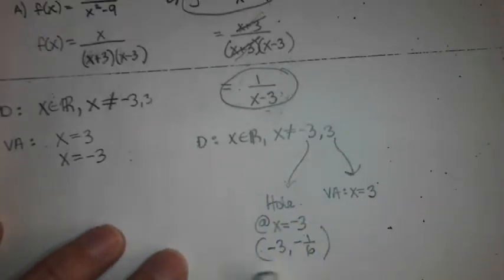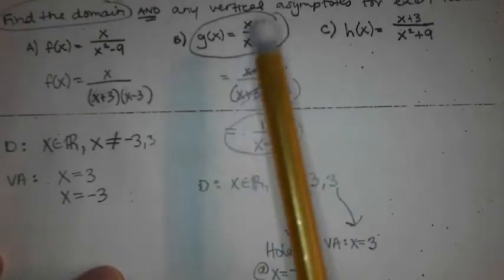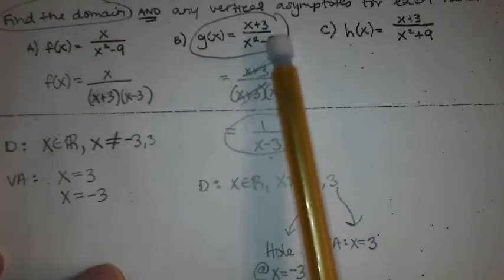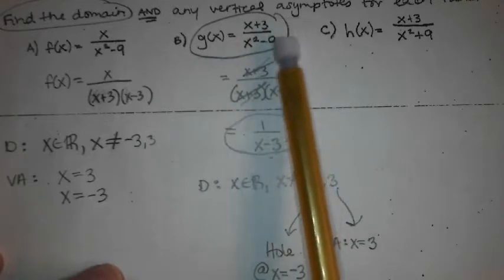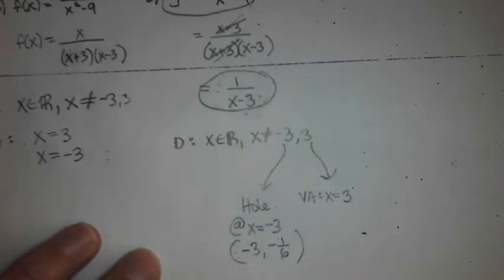Okay, so you will be asked to find the points at that hole. And you can't plug negative 3 into the original to get that point because it's going to give you 0 over 0. You plug it into the simplified version, and you see that that hole is at (-3, -1/6).